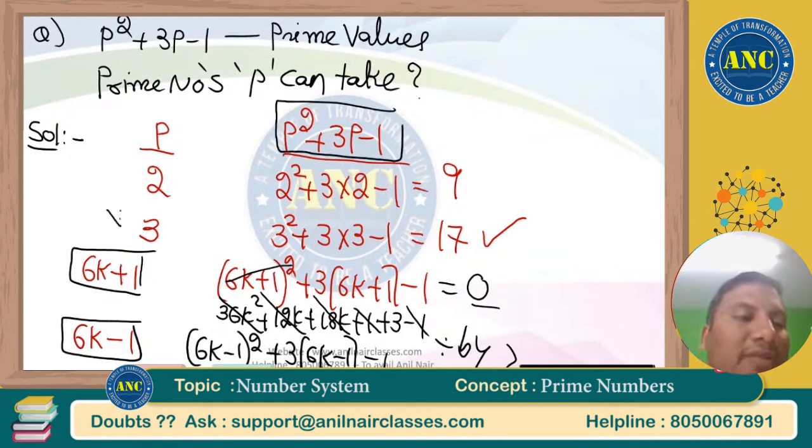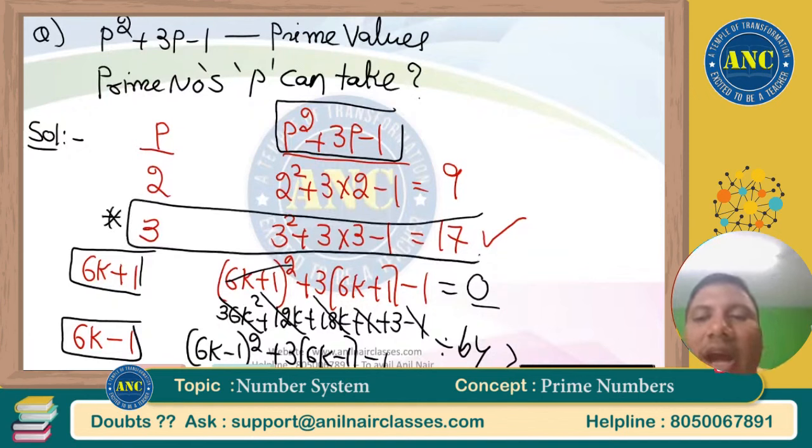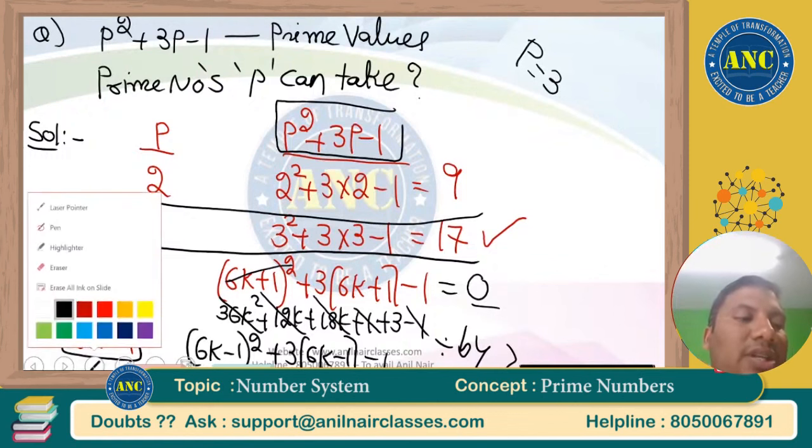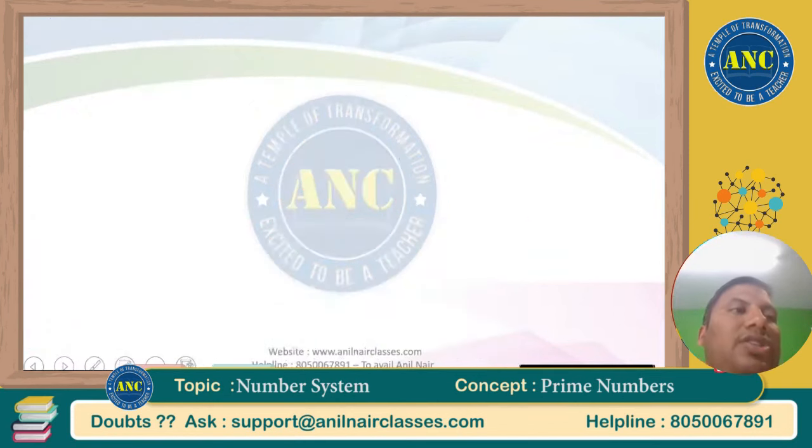So how many prime values can p take? p can take only one prime value, and the value is p equal to 3, and the expression value is 17. Idea clear? Every prime number greater than 3 is of the form 6k plus or minus 1. Concept 2. Another beautiful question.